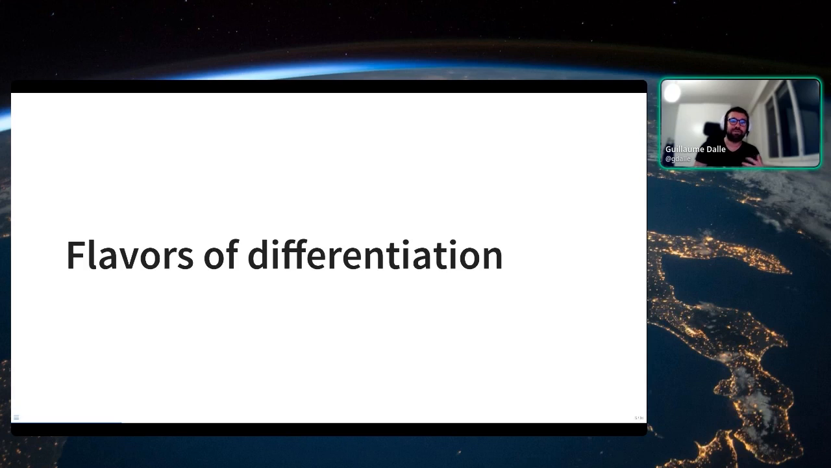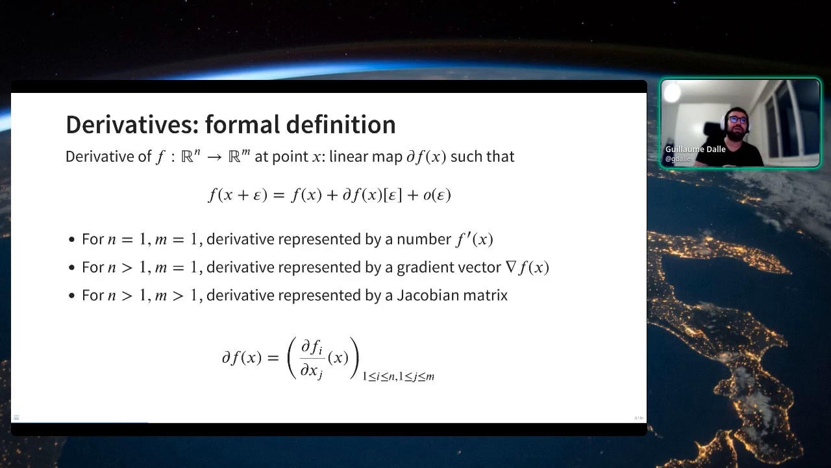So I'll illustrate this with Julia code, but you'll see it's pretty readable. First of all, the only slide with math, the formal definition of a derivative. If you have a function that goes from a space with n dimensions to a space with m dimensions, and you try to differentiate at a point x, what you get is a linear map, partial f, such that essentially taking a small perturbation of x results in f of x plus a linear term plus an error that is essentially small compared to the perturbation.